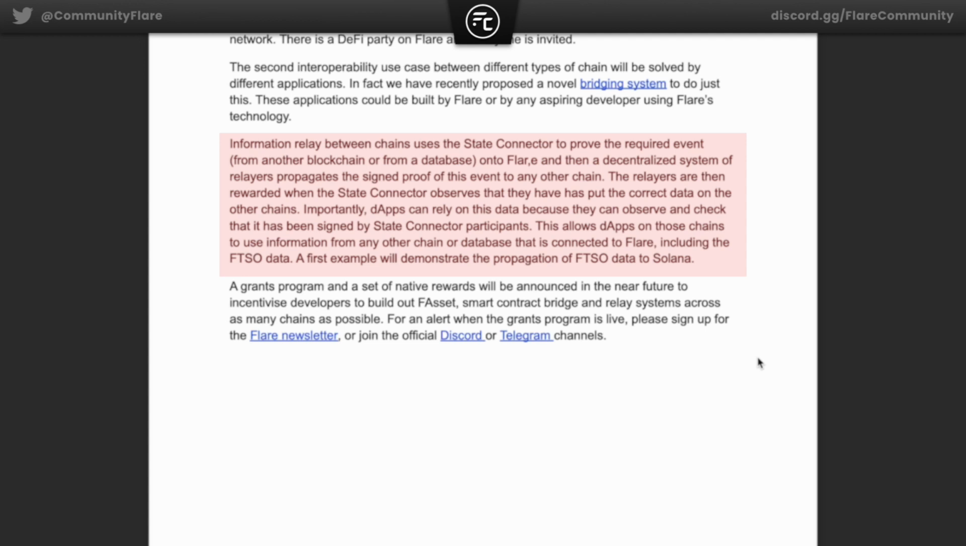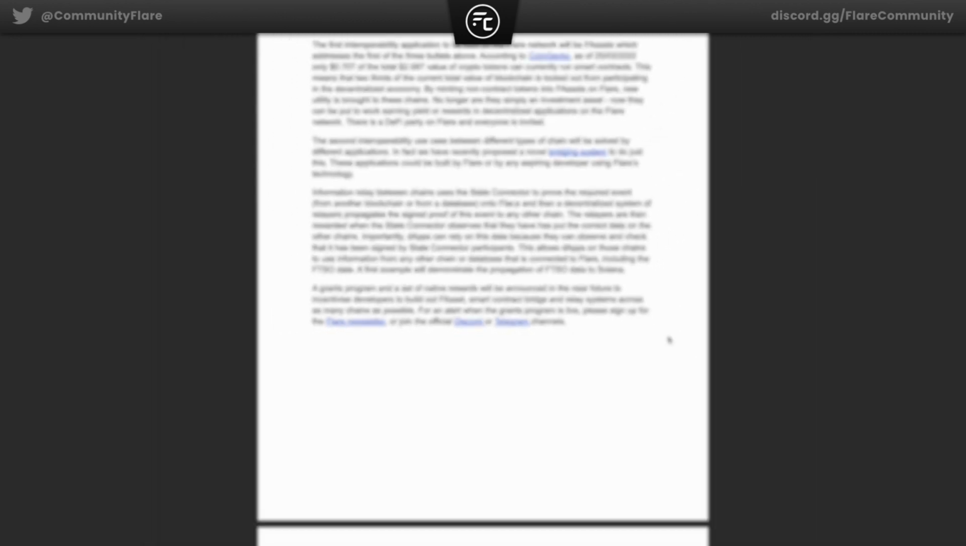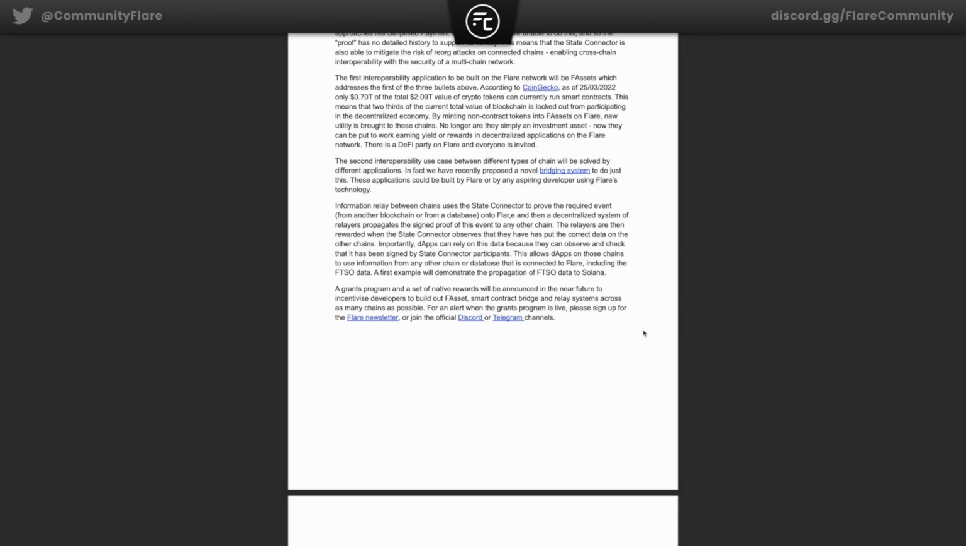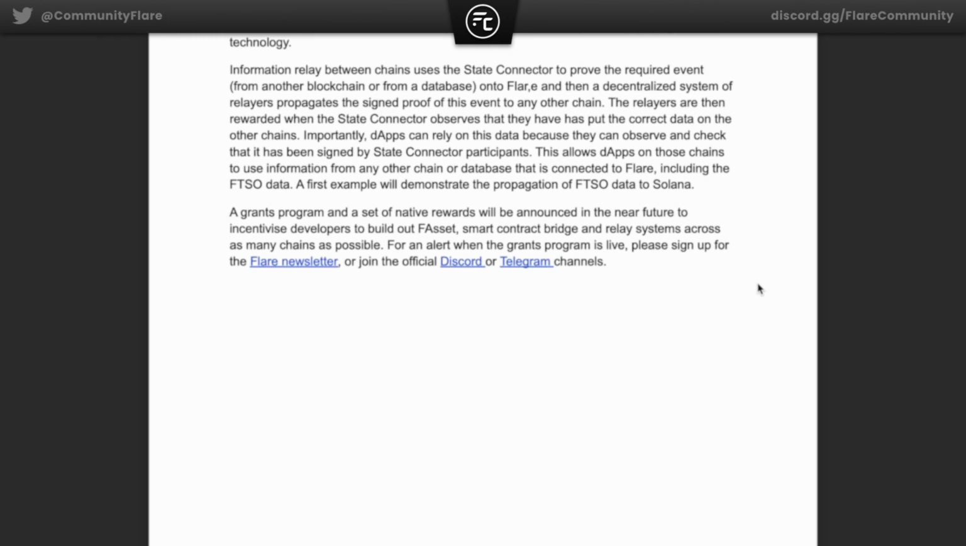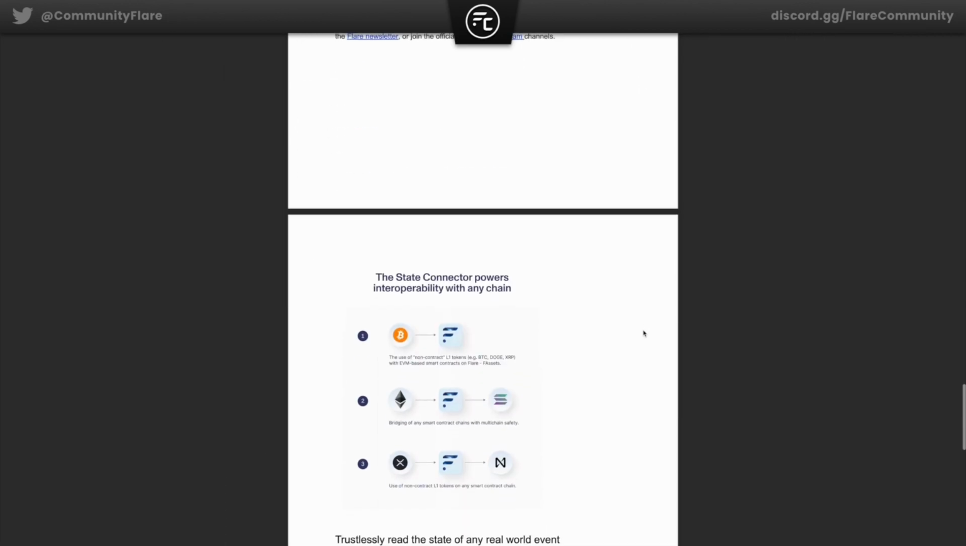The first example will demonstrate the propagation of the Flare time series Oracle data to Solana. So basically, Solana may get data from the FTSO, the Flare time series Oracle, to use within the applications on the Solana network. And for you developers out there, a grants program with a set of native rewards will be announced in the near future to incentivize developers to build out F assets, smart contract bridge and relay systems across as many chains as possible. If you want to get more details on that, you can definitely join their Discord.